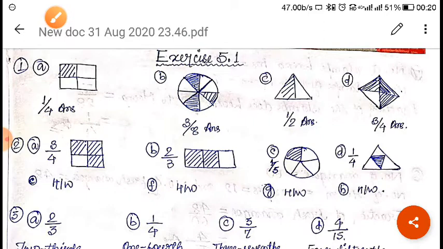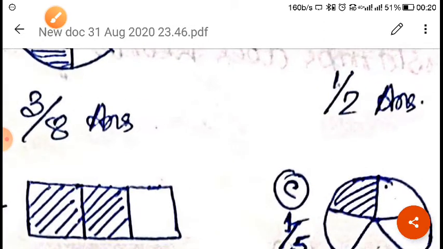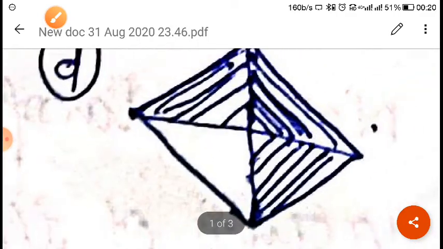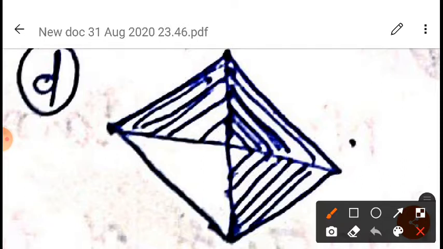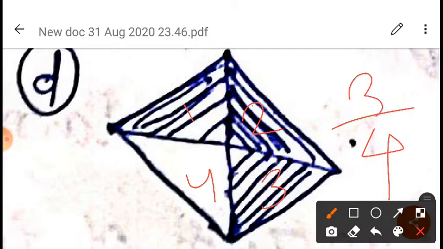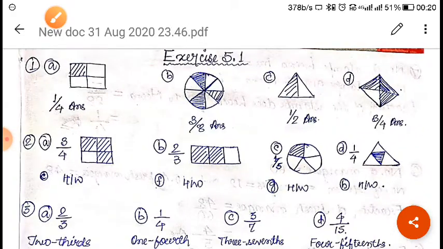And here in question number D, how many parts are there? You can see here: 1, 2, 3 and 4 parts, so we will write here 4. And how many parts are shaded? 1, 2, 3. 3 parts are shaded, so we will write here 3, so it will be 3 by 4. Understood? I hope you have understood this.